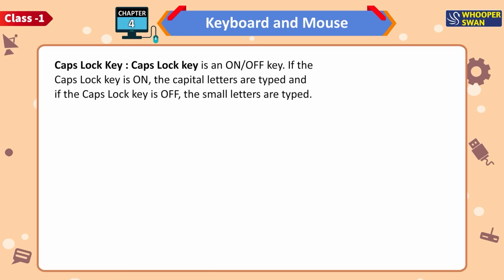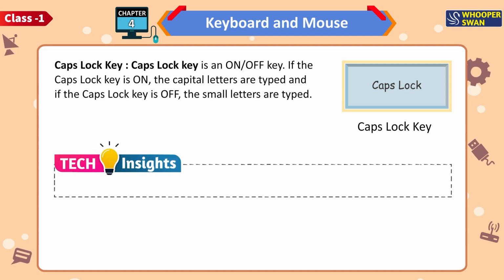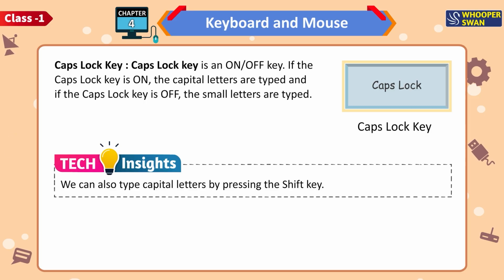Caps lock key. Caps lock key is an on-off key. If the caps lock key is on, the capital letters are typed, and if the caps lock key is off, the small letters are typed. Tech Insights. We can also type capital letters by pressing the Shift key.